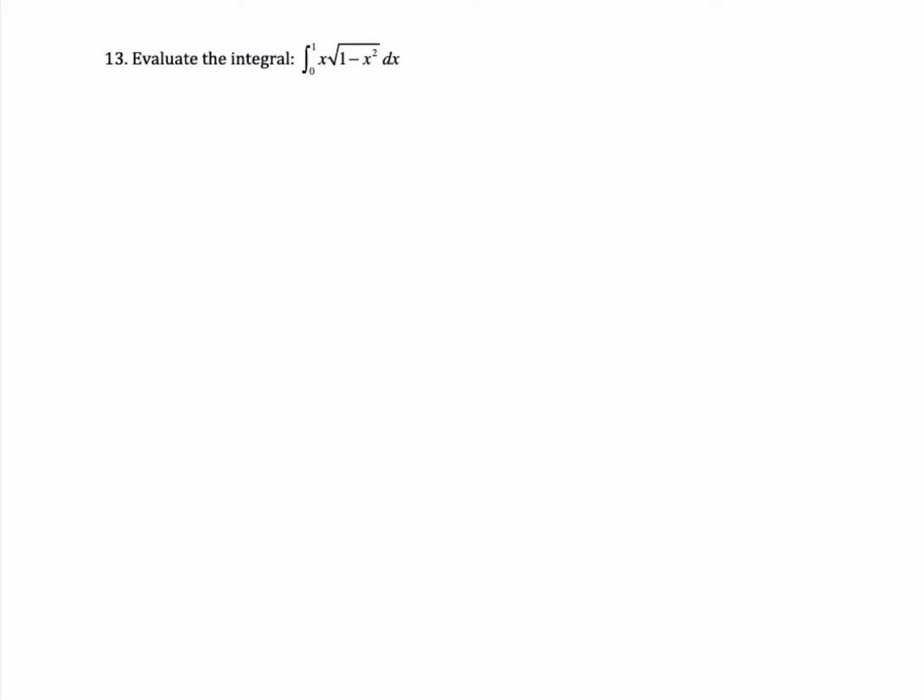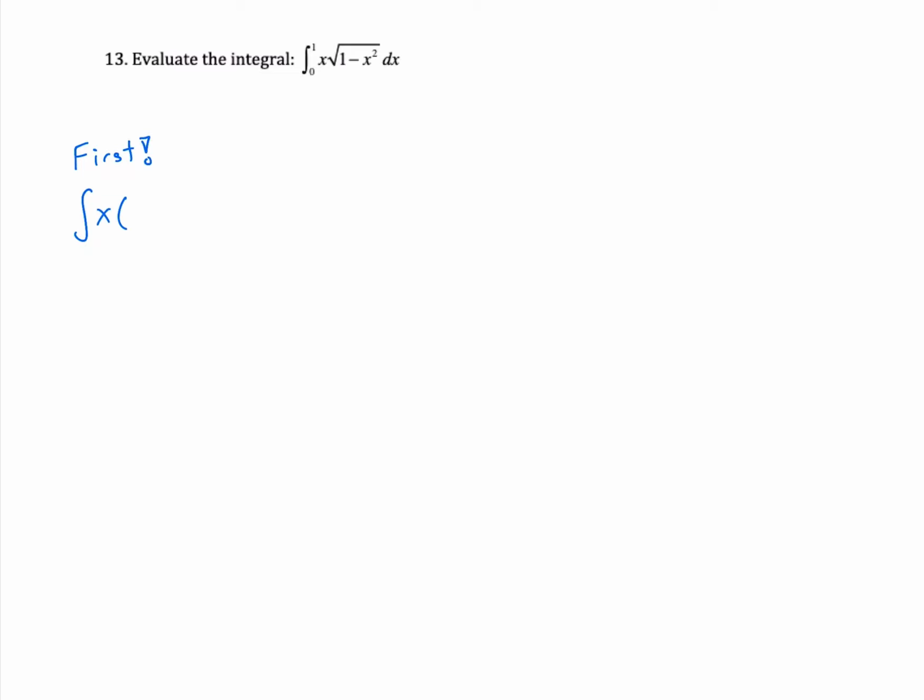In number 13, we want to evaluate the definite integral this time from 0 to 1 of x times the square root of 1 minus x squared dx. Before we worry about the definite integral part, we want to just find the antiderivative. We're really just going to find the antiderivative of x and then the square root.